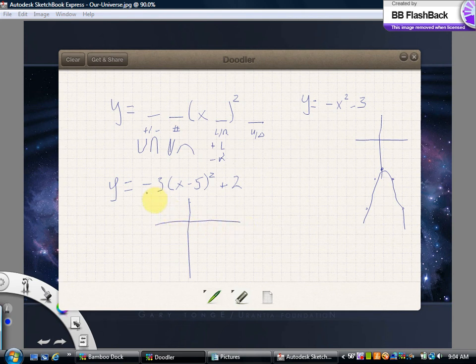There we go, negative. It's going to be a frown. 3, it's going to be thin. Minus 5, minus moves it to the right. 1, 2, 3, 4, 5. And plus 2, up 2. So it's going to start here. It's going to be a frown, and it's going to be super thin. And there you go. So that's just a quick look for parabolas for Donna.